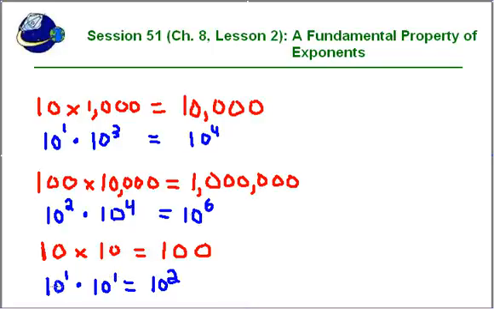And lastly, 10 to the first times 10 to the first is going to equal 10 to which power? 1 plus 1 is 2. 10 to the first times 10 to the first is going to equal that 1 plus 1, which gives us 10 squared, or 10 to the second.